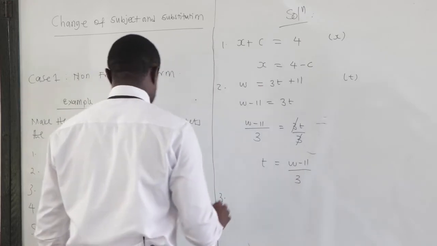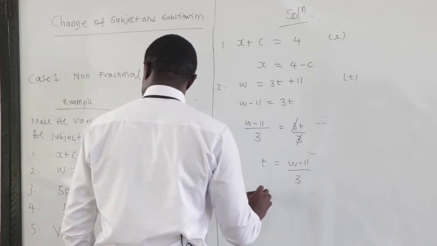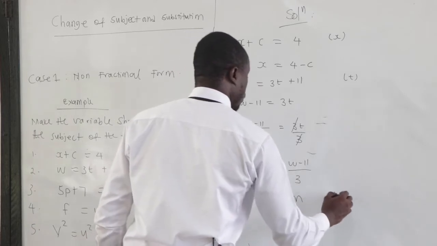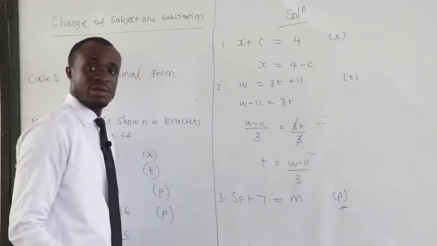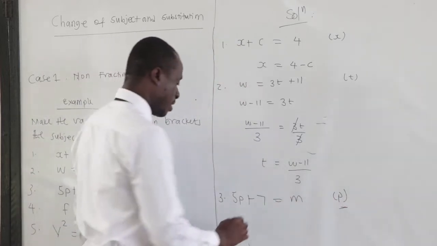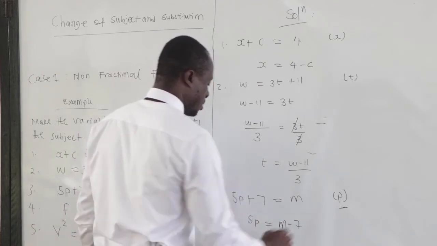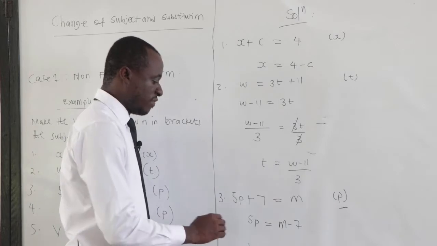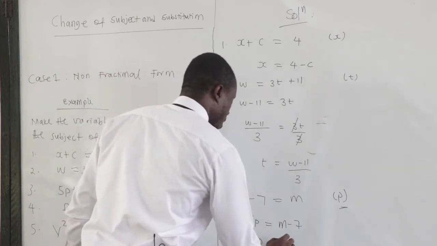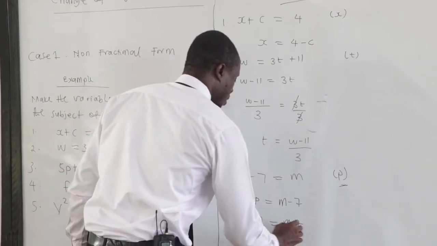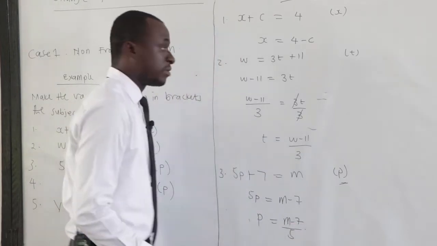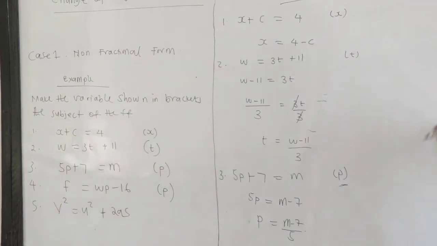Now let's see the third question. We have 5p plus 7 equal to m. We want to make p the subject, so the 7 has to move to the right hand side. So we have 5p equal to m minus 7. We want to make p the subject, we divide both sides by 5, so clearly our p is m minus 7 all over 5.